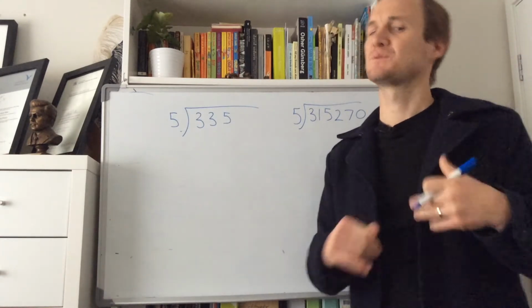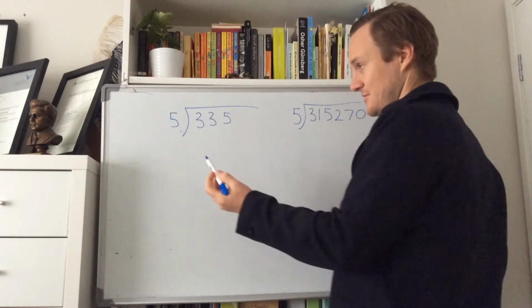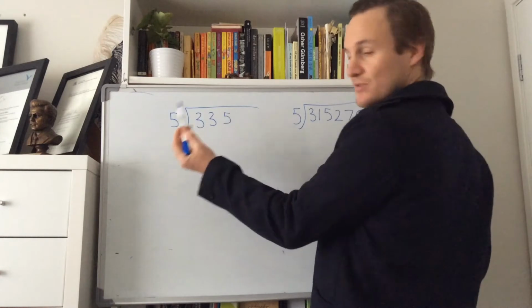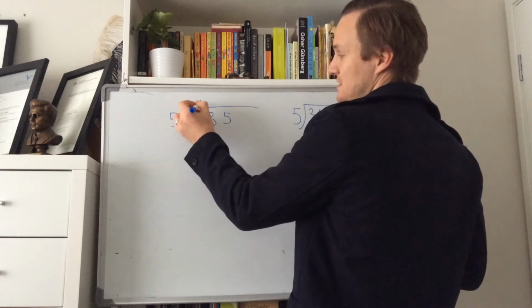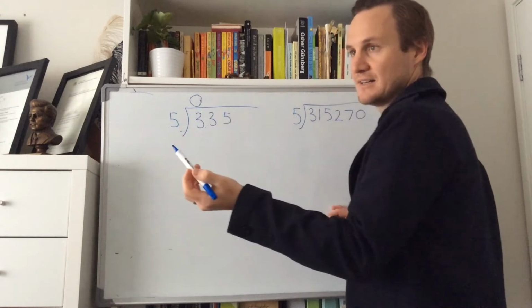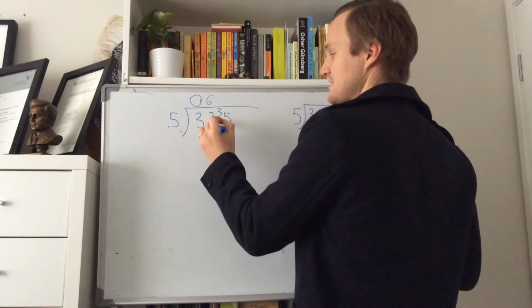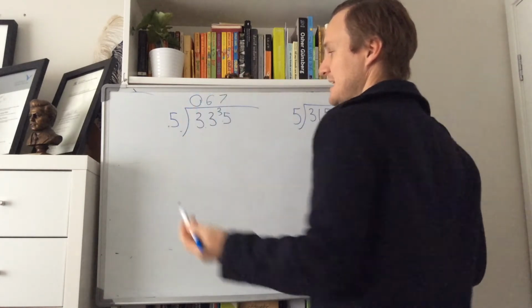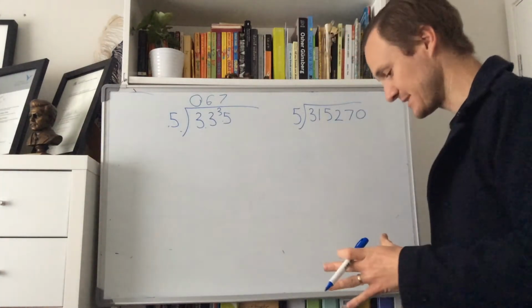Let's start with the difference between long division and normal division. If we're doing normal division, like short division, you would do it like 5 into 333. So 5 doesn't go into 3, so put a 0. 5 goes into 33 6 times with 3 left over, and 5 goes into 35 7 times. The answer is 67. Now, long division works a little bit differently.